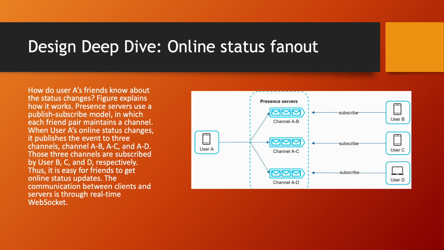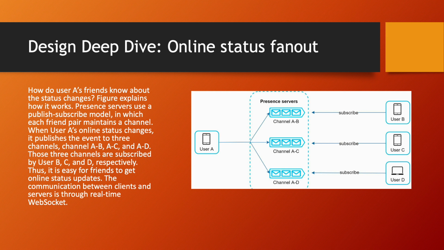Now, how do user A's friends know about the status changes? The figure explains how it works. As in the figure, you can see there's a user A, there are presence servers, there are channels A to B, A to C, A to D, and each user subscribes to those channels, and the presence notification is sent to those channels, and the subscribers get the status.